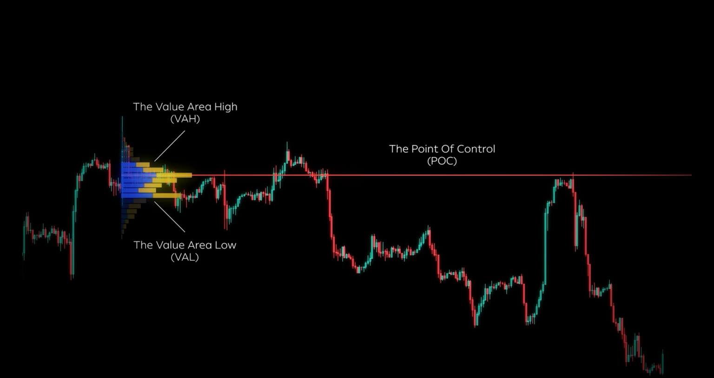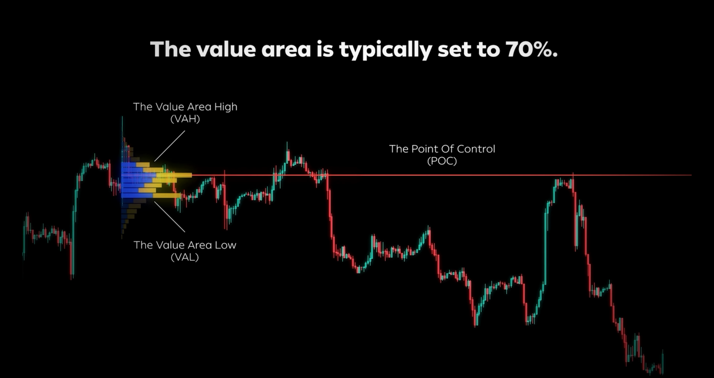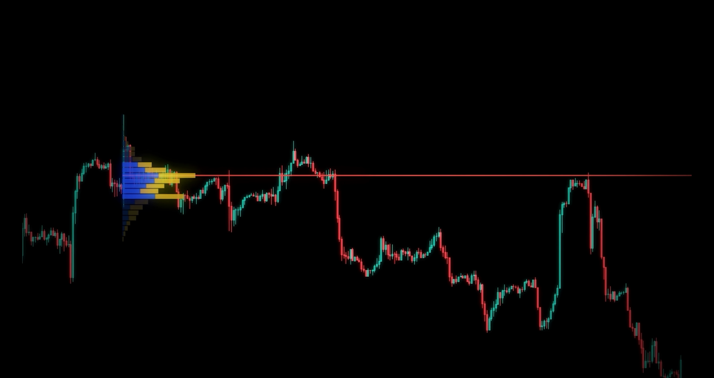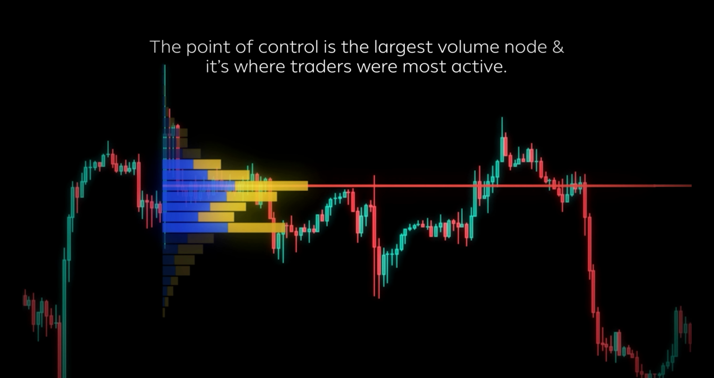This is a range of price levels in which a specified percentage of all volume was traded during that time period. Typically, this percentage is set to 70. The point of control represents the price level where the volume was most traded or where traders were most active.